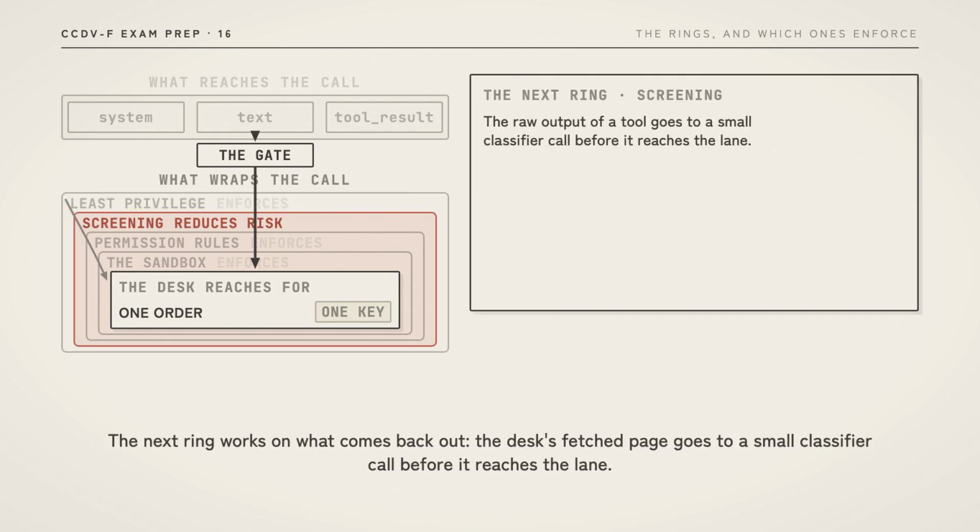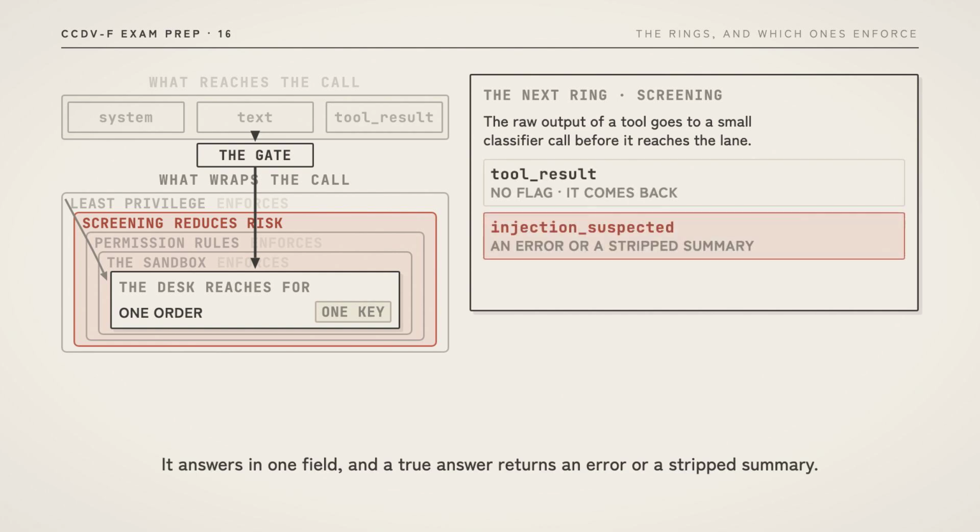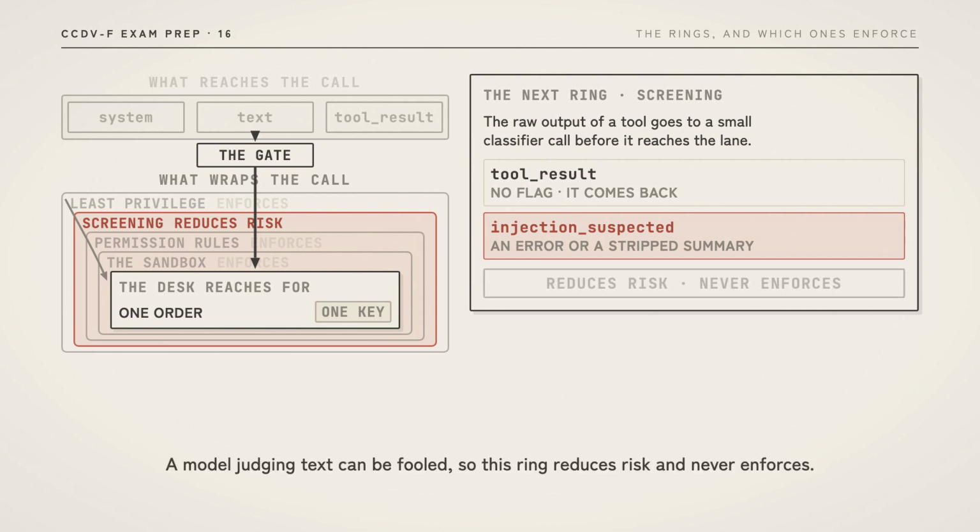The desk's fetched page goes to a small classifier call before it reaches the lane. It answers in one field, and a true answer returns an error or a stripped summary. A model judging text can be fooled, so this ring reduces risk and never enforces.